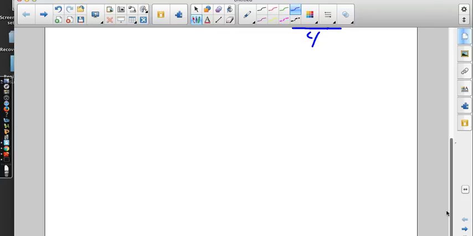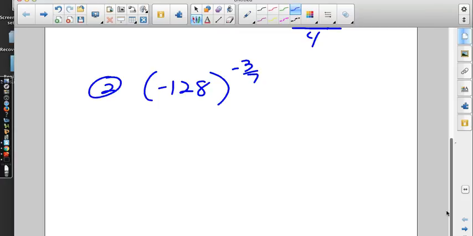All right, number 2. This time, there's nothing we can do in the parentheses. So we have to think about what's going on outside the parentheses. Give me something you see that will be helpful. Negative power. What do negative powers do? Flip it. So we need to make this 1 over 128.